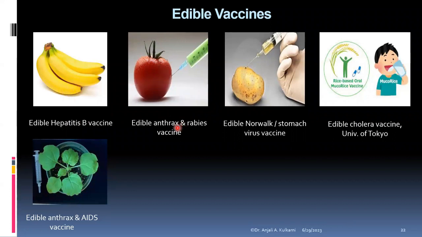In tomato, you have anthrax and rabies vaccine, which is getting expressed. So the proteins are getting expressed in all of these plants.